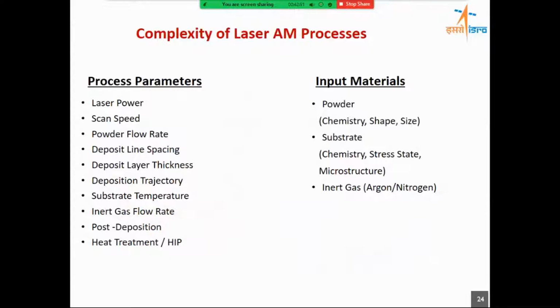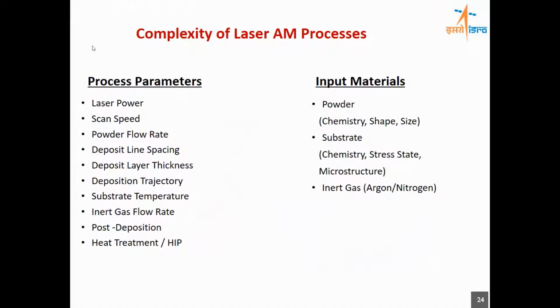Because there are so many process parameters involved, such as laser power, the scan speed, powder flow rate, the line spacing or the layer thickness of the powder which we are trying to deposit, and the trajectory in which we are trying to deposit, the substrate temperature, the inert gas flow rate, and the post deposition treatments, what we try to achieve the final part, the heat treatment, hipping. So all these are the different parameters involved in a product made through this process. That is why we call it a very complex process.